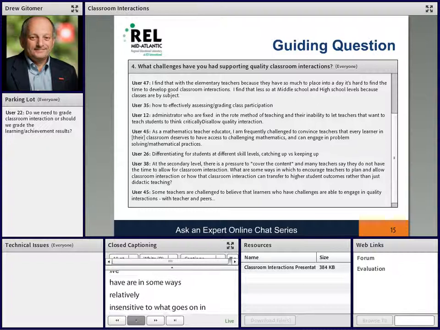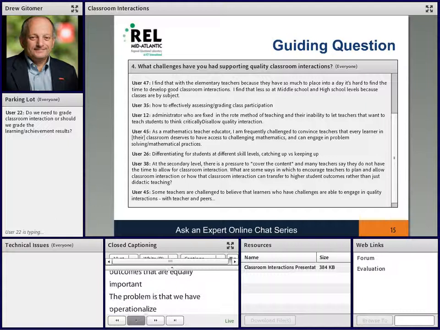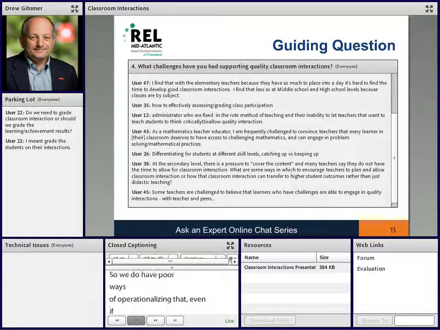So at one level, in the abstract, I think that learning and achievement is critical to be looking at. Many would argue, and I would, that there are other educational outcomes that are equally important. The problem is that we've operationalized all the learning and achievement in some annual test that is, depending on the test, from a weak to a poor proxy of what the teacher actually is teaching the kid. So we do have poor ways of operationalizing that, even if we could agree that that's the way.